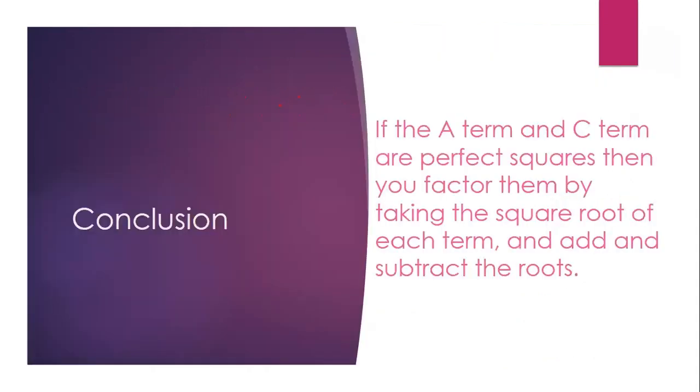So we're going to conclude. In conclusion, if the A term and C term of what would be a trinomial are perfect squares, then you factor them by taking the square root of each term and adding and subtracting their roots, okay?